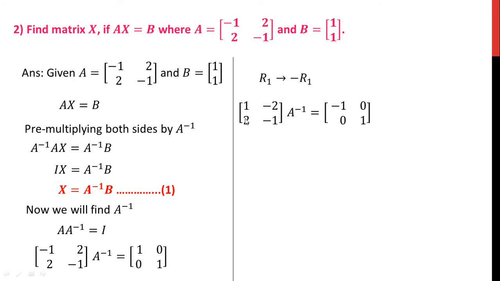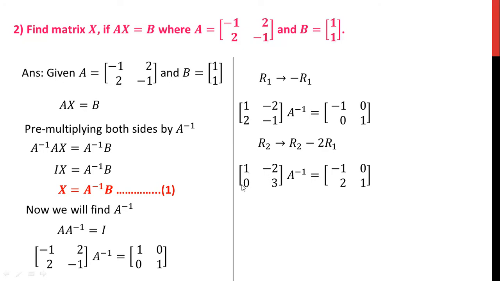Now the next step is we require 0 here. So we have to change row number 2. How will you change row number 2? R2 changes to R2 minus 2 times R1, means 2 minus 2 you will get 0. R2 minus 2 times R1. Perform this on row number 2. So first row as it is.